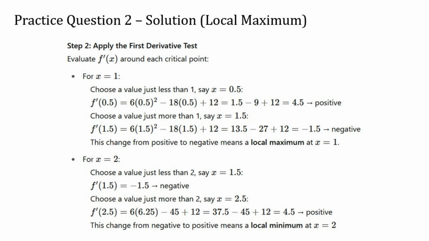In step 2, we apply the first derivative test to determine whether each critical point corresponds to a maximum or a minimum. This involves evaluating the sign of the derivative just to the left and just to the right of each critical point. At x equals 1, the derivative changes from positive to negative, which tells us the function reaches a local maximum there. At x equals 2, the derivative changes from negative to positive, indicating a local minimum instead.